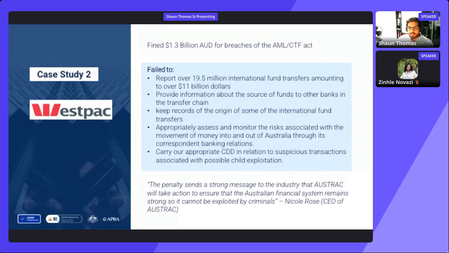So like the message shared by the FMA's head of enforcement, Austrac CEO Nicole Rose said that the penalty sends a strong message to the industry that Austrac will take action to ensure that the Australian financial system remains strong so that it cannot be exploited by criminals. Westpac's failure to implement effective transaction monitoring programs and its failure to submit international fund transfers reports to Austrac and apply EDD in relation to those suspicious transactions meant that Austrac and law enforcement were missing critical intelligence to support police investigations.